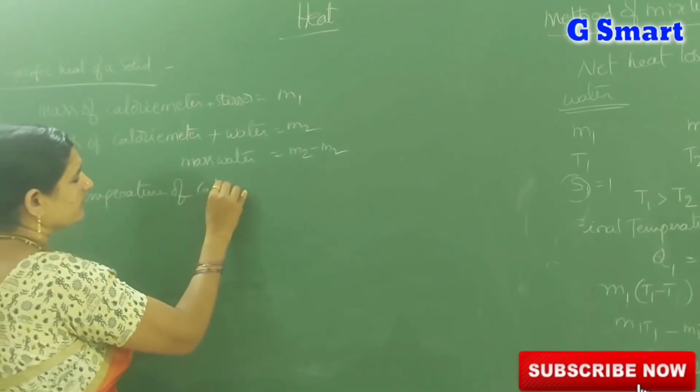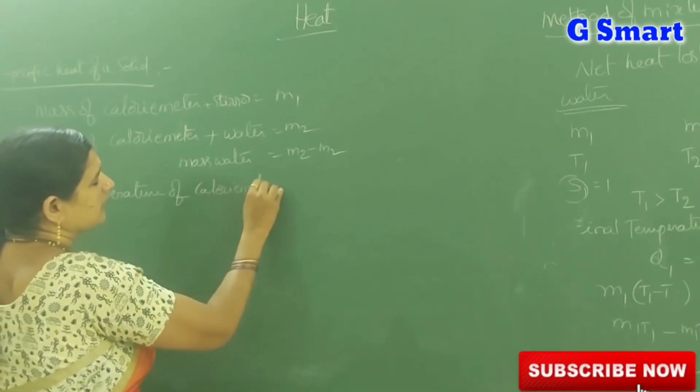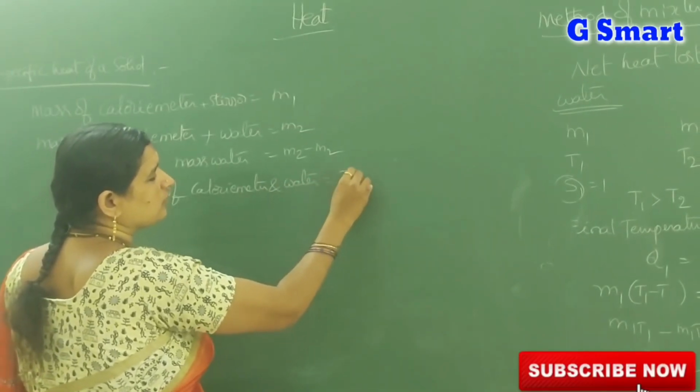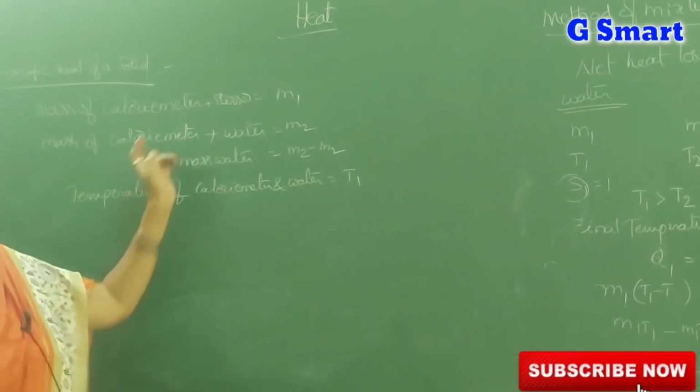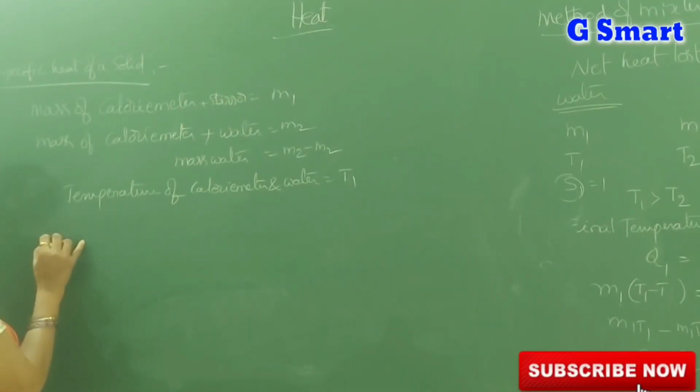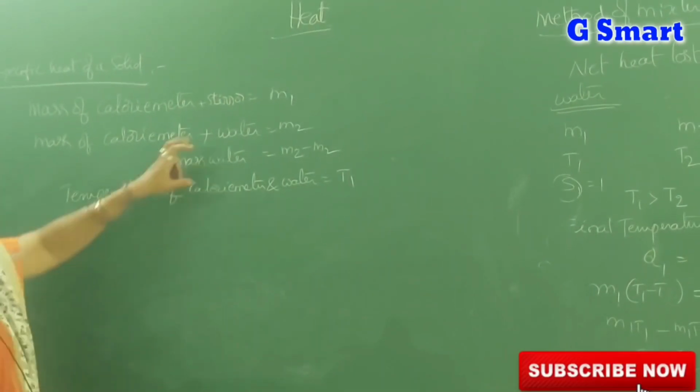Temperature of calorimeter and water is equal to T1, the initial temperature. They both are at the same temperature initially. Next, take lead shots.